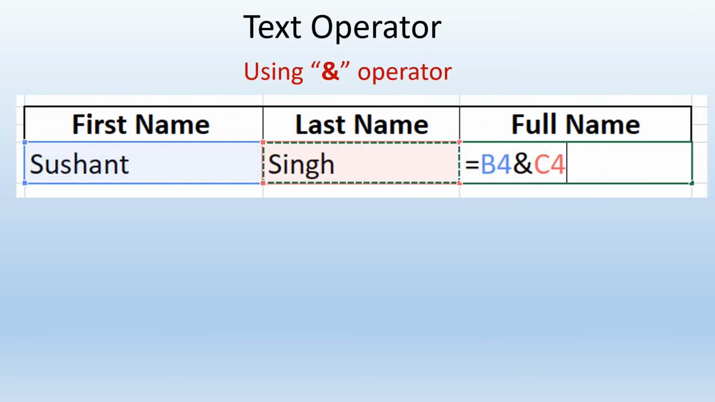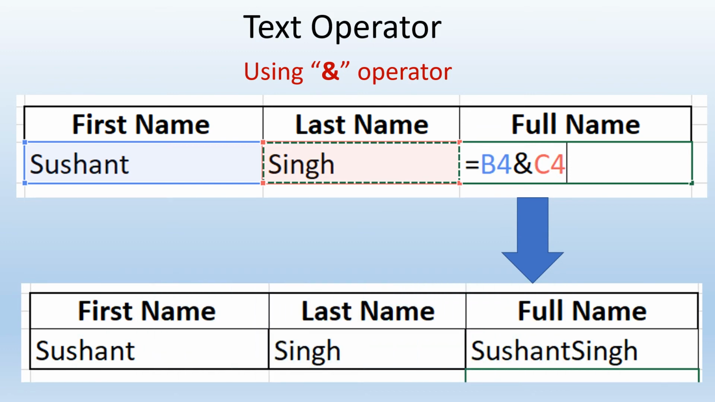Now let's see what the text operators are. Basically that is the and sign. Let's say you want to display Sushant Singh as a full name in one cell. This is how you do it. You type the equal mark and select the B4 cell that belongs to the first name, Sushant, and then the last name is Singh, so that is C4. Once you do that, you get this. That is not adding the cells, that is just combining the cells.